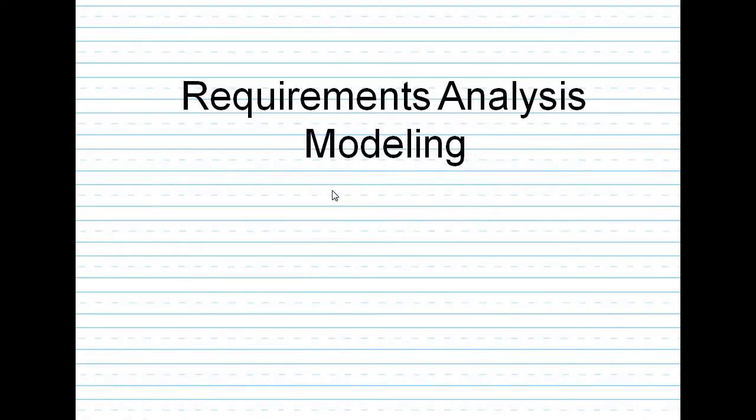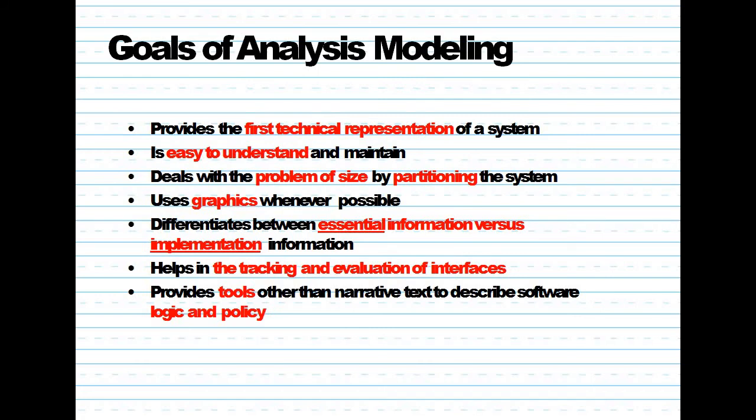Now, requirement analysis modeling. What is analysis modeling? What are the goals of analysis modeling? First, it provides the first technical representation. It is easy to understand and maintain, deals with the problem of size by partitioning, uses graphics, differentiates between essential information versus implementation information, helps in tracking and evaluation of interfaces, and provides tools other than narrative text to describe software logic and policies.